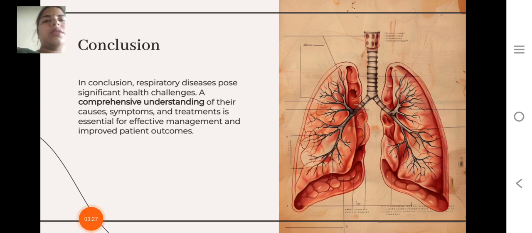Next is the conclusion. In conclusion, respiratory diseases pose significant health challenges. A comprehensive understanding of their causes, symptoms, and treatment is essential for effective management and to improve patient outcomes.